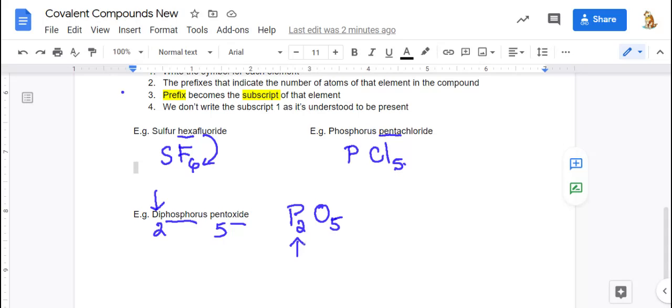This is the only place you use prefixes until we get to hydrates. But this is it. Do not use these with any ionic compounds except for hydrates. And those are a very small group of compounds. So do not use them in binary ionic. Do not use them in multivalent. Do not use them in polyatomic. Strictly covalent right now.